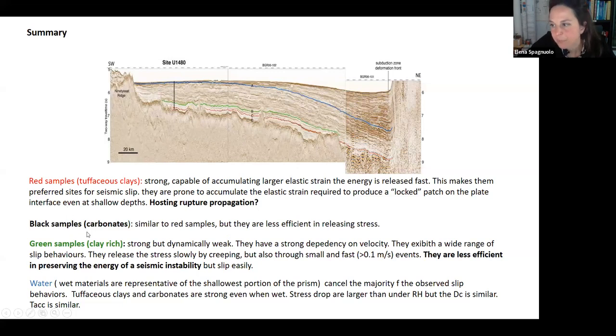Then we have black samples, carbonates, which are very similar to the red samples, except that they have a strength which is a little bit larger, higher, but they are less efficient in releasing the stress.